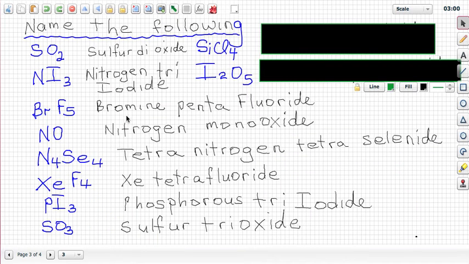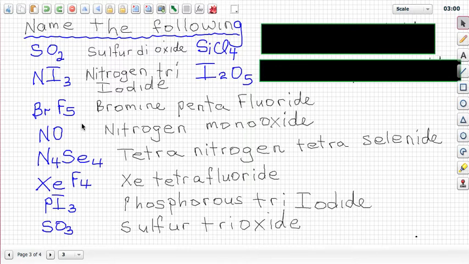Okay, let's move on. BrF5. First element is bromine. There are 5 fluorine, so it'll be pentafluoride. NO. First element is nitrogen, and we only have 1 oxygen, so we can say nitrogen monoxide.